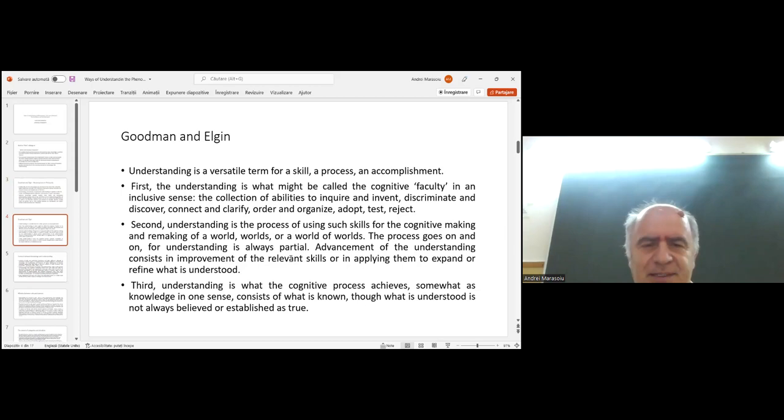This means that understanding becomes a comprehensive and versatile term for a skill, a process, and also for an accomplishment. First of all, understanding is what may be called the cognitive faculty in an inclusive sense, namely the collection of abilities to inquire and invent, to discriminate and discover, connect and clarify, order and organize, adopt, test and reject. Second, understanding is the process of using such skills for the cognitive making and remaking of a world, or of a world of words.